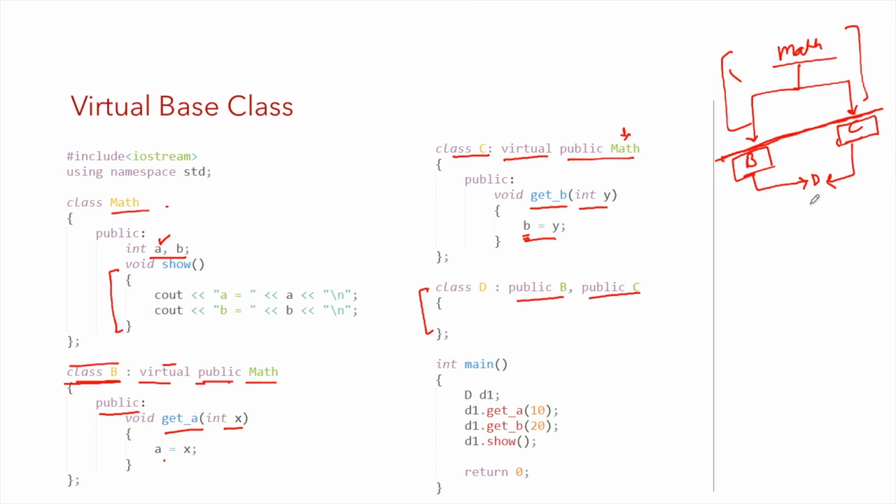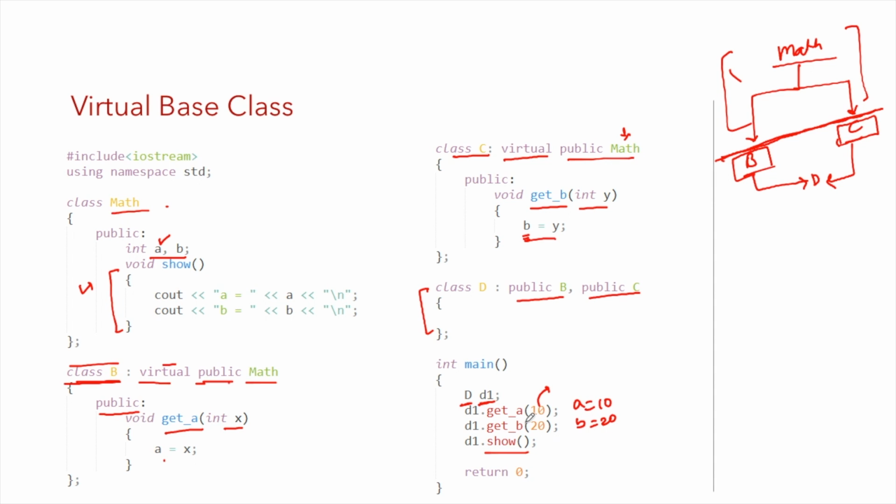So inside the main function, what is happening is we have created one object d1 of type class D. So d1.get_a will initialize the value of your variable a to 10. Similarly, the next line will initialize the value of b to 20, and then we are just calling the function show, which belongs to your class Math, and it is just going to print the values of a and b, which are 10 and 20, and after that your program will end.